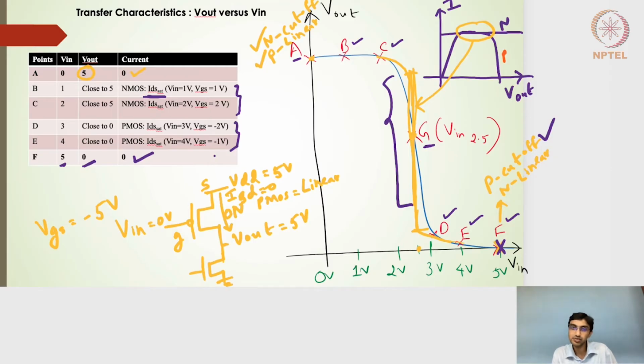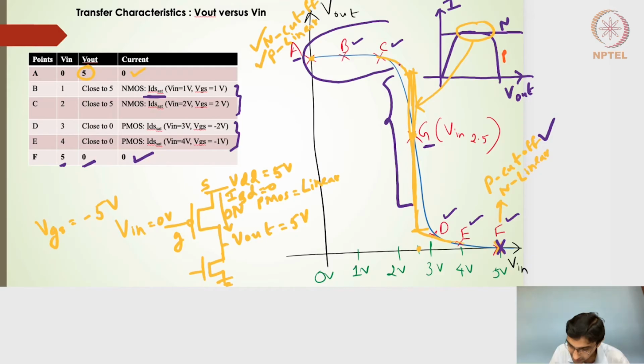And D and E, which are closer to 0 volts, what we can say is those points arise when the PMOS is in the saturation region and the NMOS is in the linear region, right? So for those two currents, one in saturation and another in the linear region, if we can find the solution, then we will get the points D and E for those particular values of the input voltage, right?